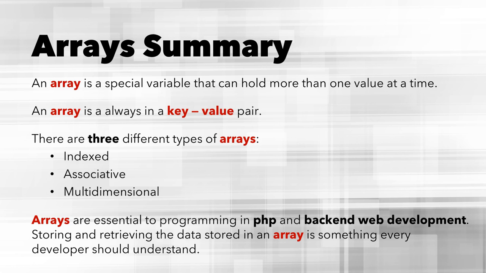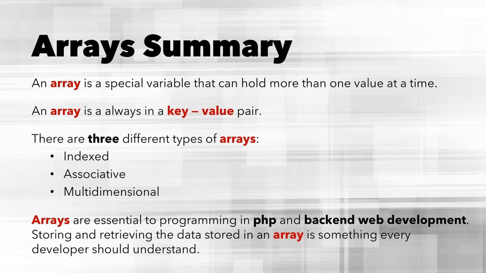So to summarize, an array is a variable that can store multiple values. An array is always in a key-value pair. An indexed array is the most basic array, has integers for its key, and should be used when the order of the information is important.